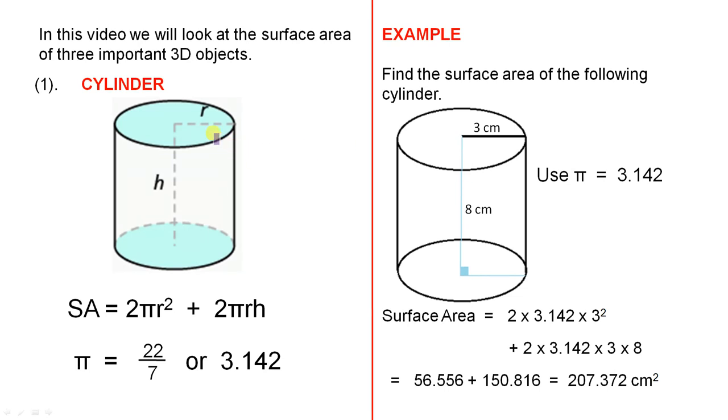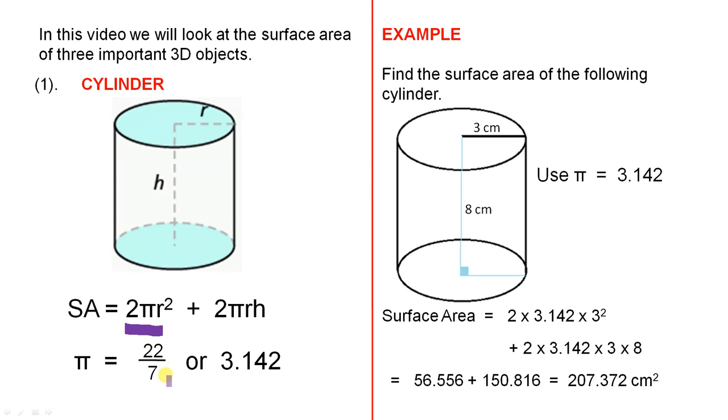The first one is the cylinder, which has a circle here, that's the top. It has the base, which is a circle, and then it has this curved area here, this curved section. So the surface area for the above cylinder is 2 pi r squared plus 2 pi rh. That gives you the surface area of both circles, and that gives you the surface area of the curved side.